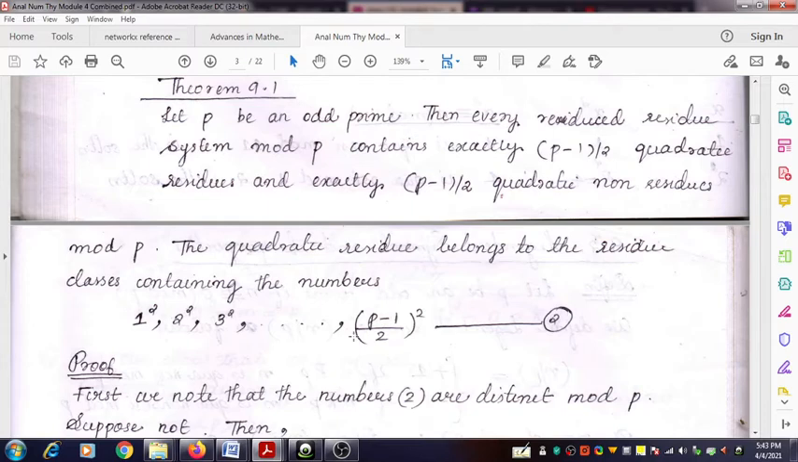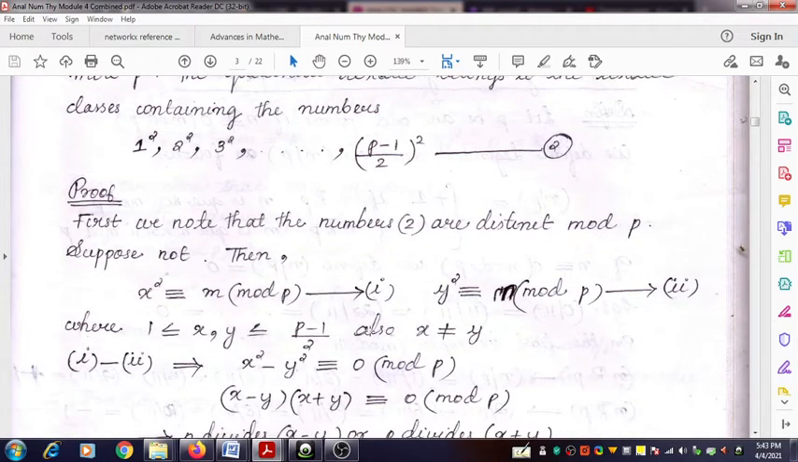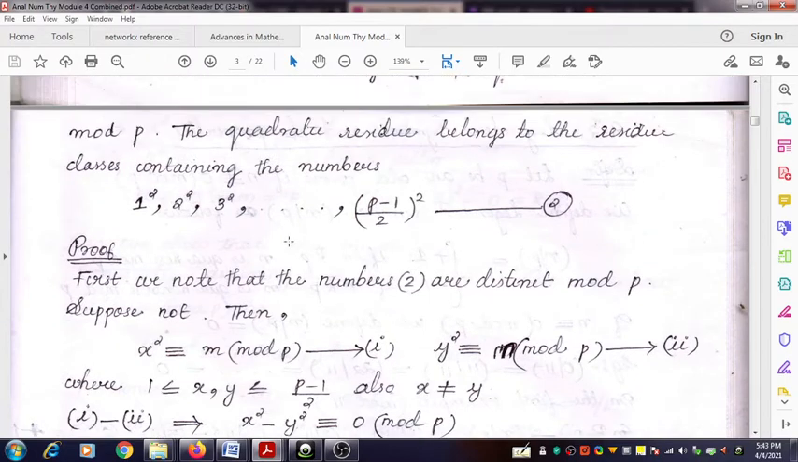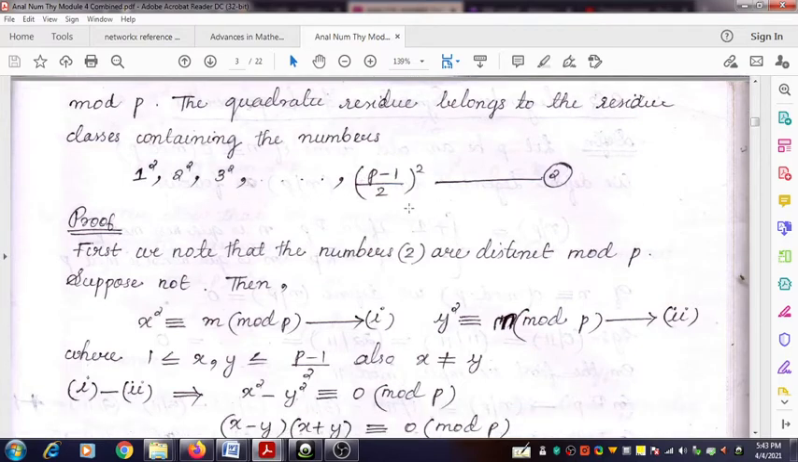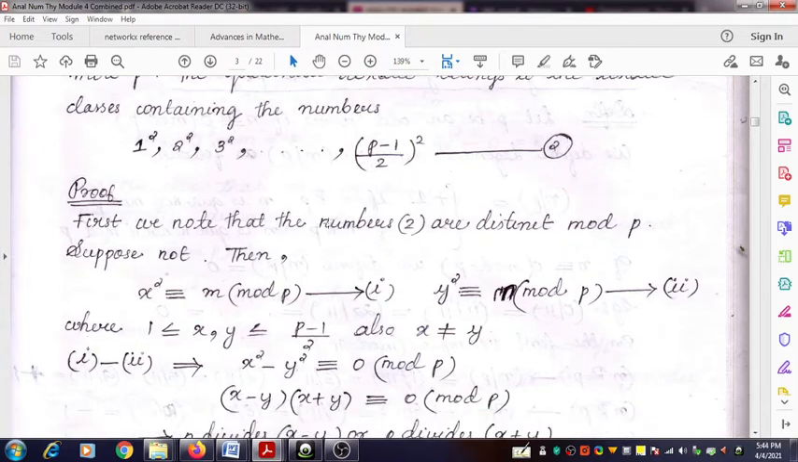So coming to the proof of this statement, initially we put forward an argument that in this list, which is named 2, we have a set of squares. When these squares are divided by the number p, we get remainders. These remainders will all be different.